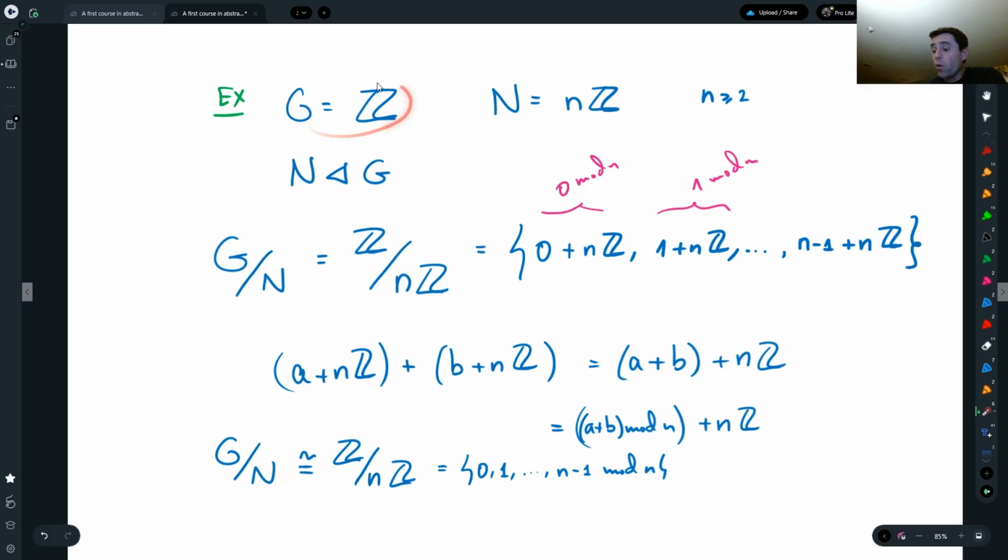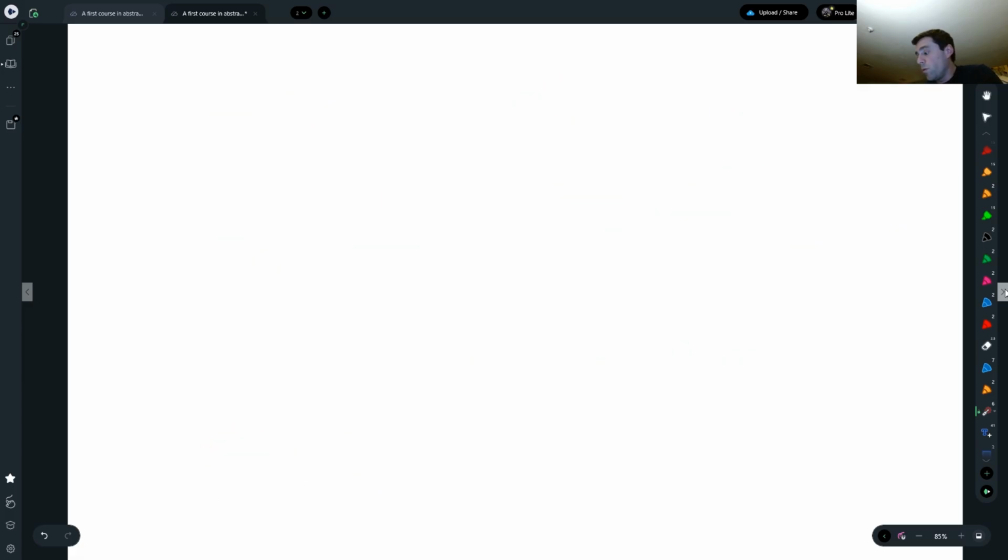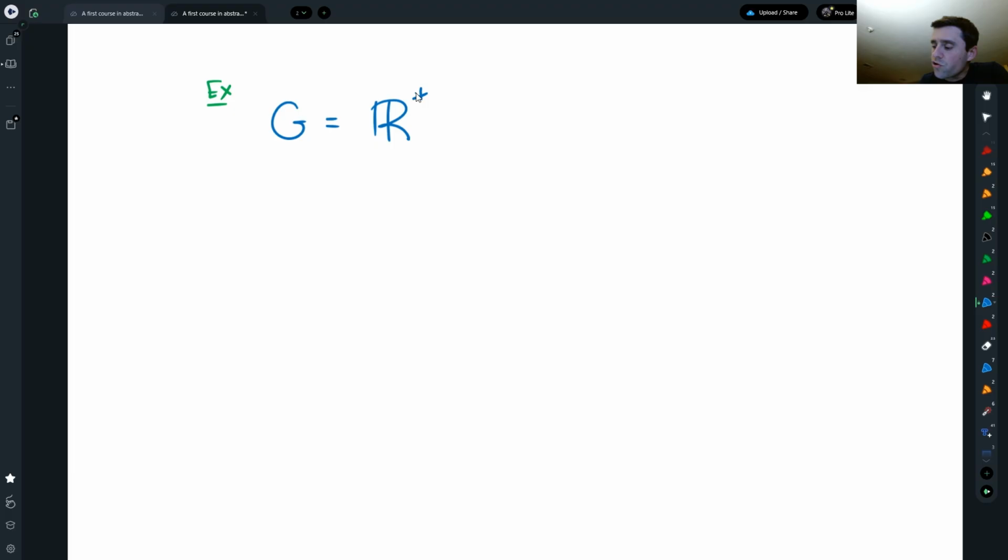This is an example of a quotient of an infinite group by an infinite subgroup, but the quotient is finite. But you can also have a quotient of an infinite group by an infinite group and get an infinite group or something of the sort. For example, let me give you an example where G is going to be the real numbers under multiplication. So the non-zero real numbers under multiplication, let me do. And this is an abelian group.